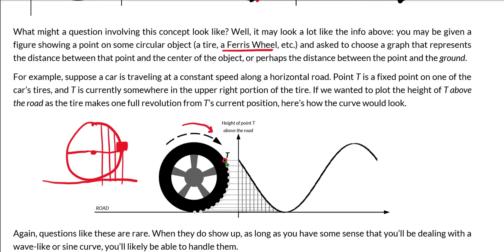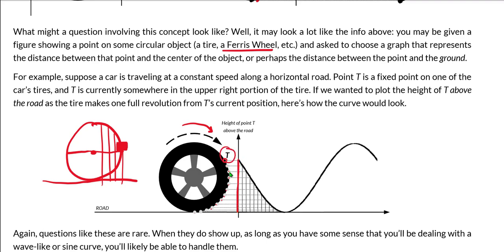As this tire rotates, point T will start moving down the tire. Point T will be in a fixed location, but as the tire rotates, obviously point T will start to move around the tire, or appear as if it's moving around the tire. And what that means is that the height of T above the ground, at our starting point, when T is here, will be this height.